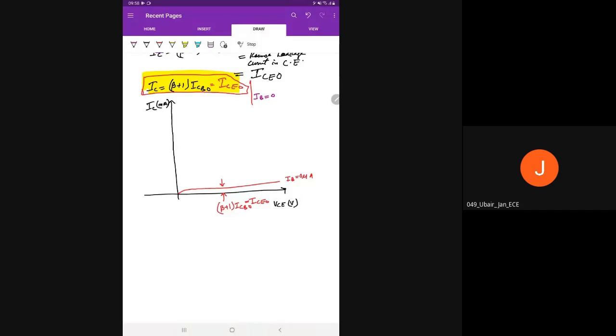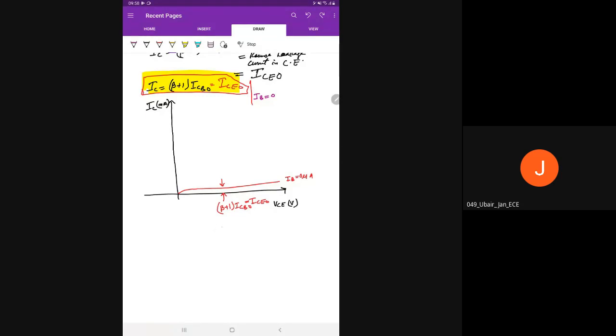That is why it is a little bit higher than the x-axis. In common base configuration, it used to be nearly closer to the x-axis. But here it is a little bit higher. It has a larger magnitude.